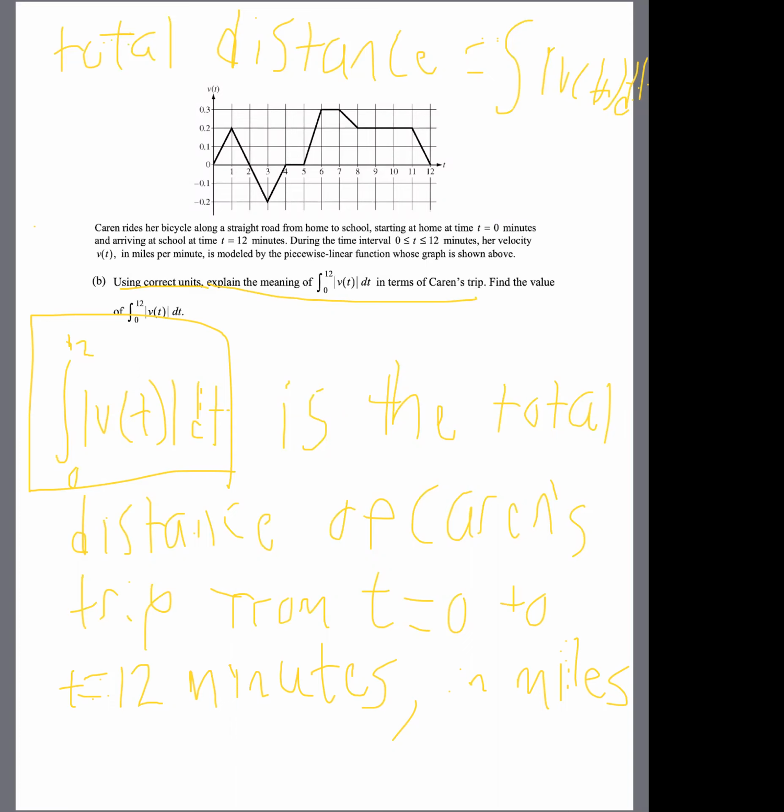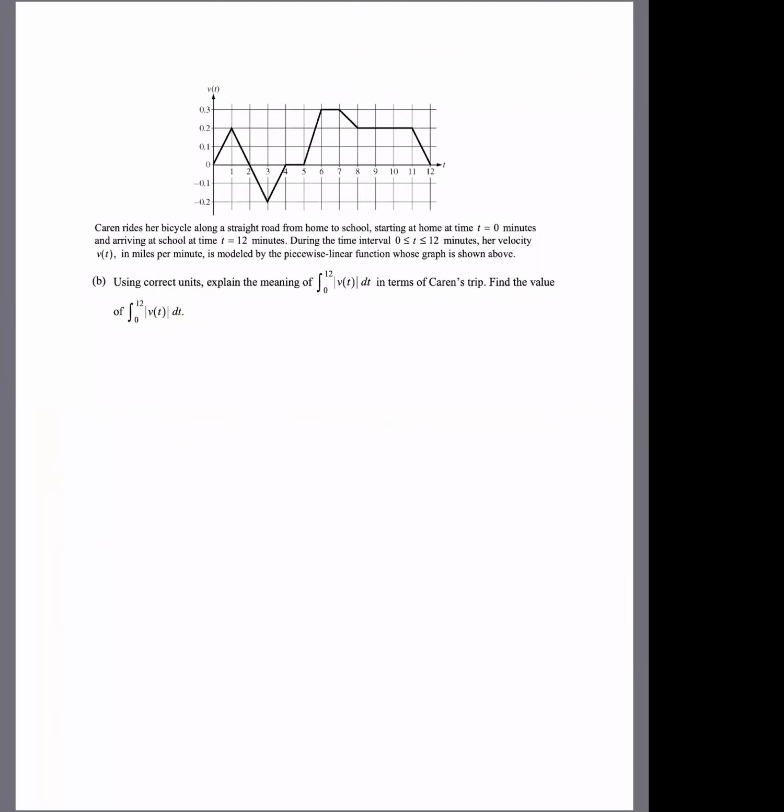Now it says to solve it. So basically, what we're going to do is what we've been doing since the first problem. All you need to do is remember that when you're doing the absolute value of velocity, you just have to make all the negatives positive. The only negative is this little thing here. So this just becomes positive. And that's all you have to do.